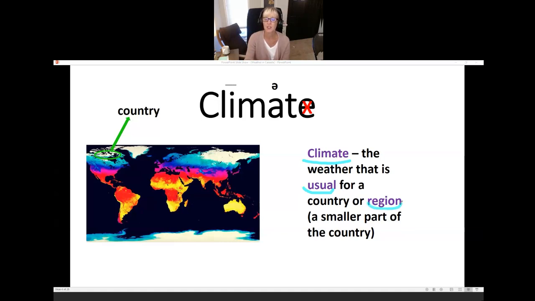Region. Region is a smaller part of a country. So here we have the Arctic, okay, and here we have all of Canada. The Arctic is a small part of Canada. A region is a smaller part of a country.